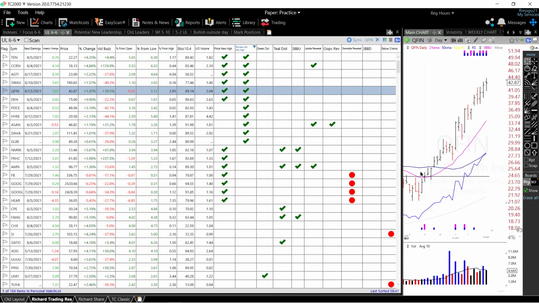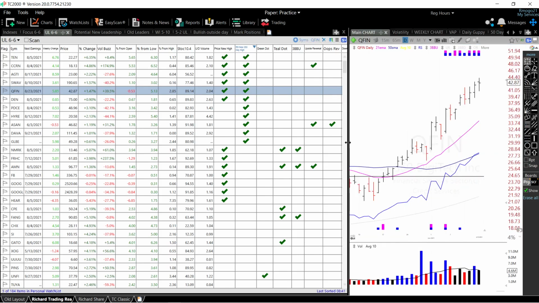You can see QFIN, a great trend here above all the key moving averages. So once again, there's so many different ways to do it, but you just want to be looking for those characteristics, that outperformance versus the index over the course of a month, week, or as little as a day period.